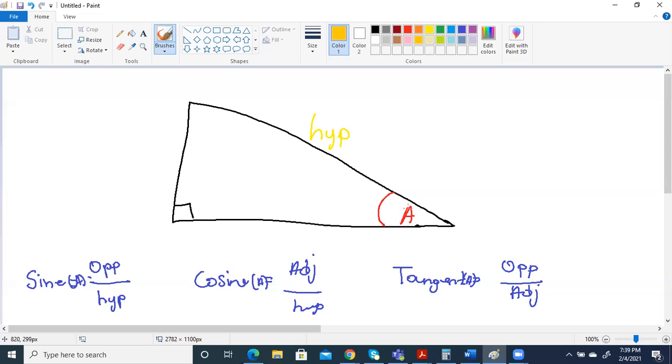So in this case, if we're looking at angle A right here, the side that is opposite to angle A is this side over here. It's directly opposite it. And adjacent, which is beside, would be this one right here, right? So in this case, this would be the opposite side, and this would be the adjacent one. And of course, the hypotenuse is right here.